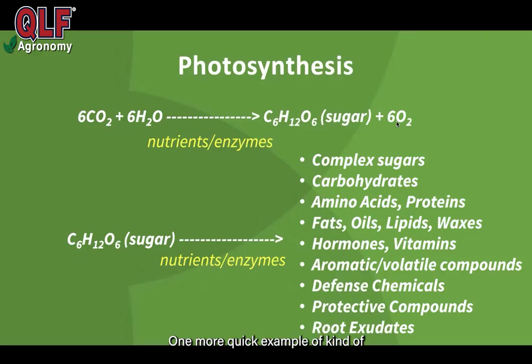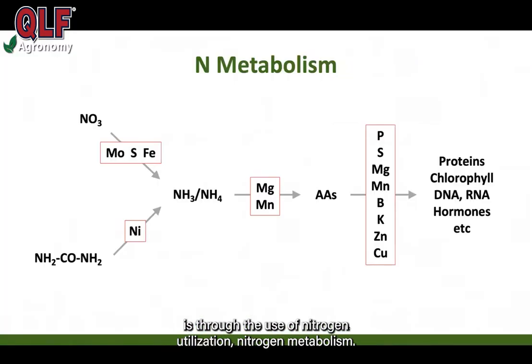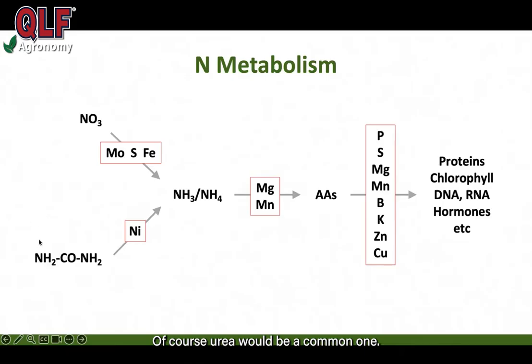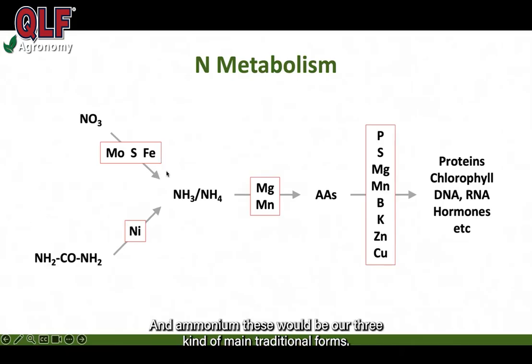Okay, one more quick example of how this plugs into some broader discussions around plant development is through nitrogen utilization, nitrogen metabolism. And I won't dwell too much on this slide, but it's really just talking about how plants, when they take up nitrogen, can take up various different forms of nitrogen. So nitrate is a common one, of course, urea would be a common one, and ammonium. These would be our three main traditional forms.